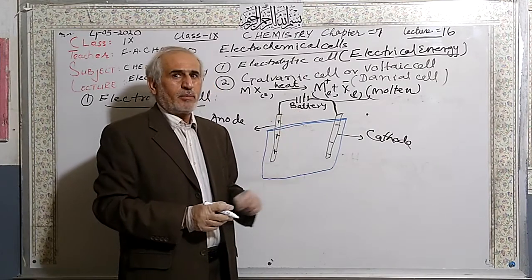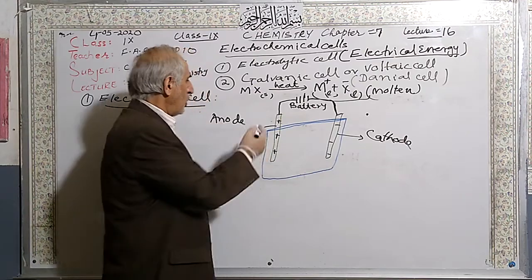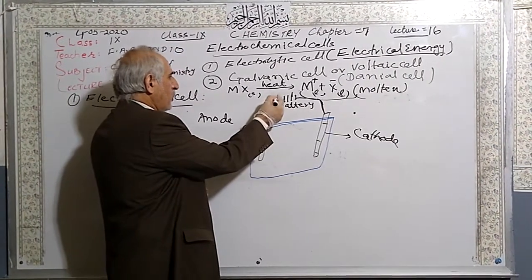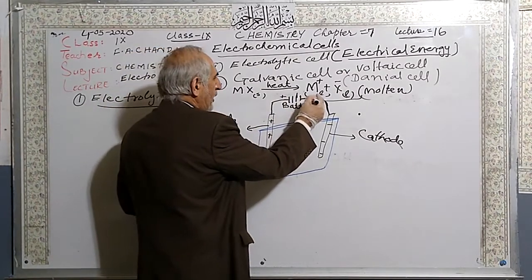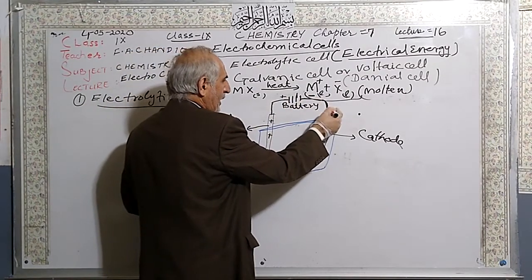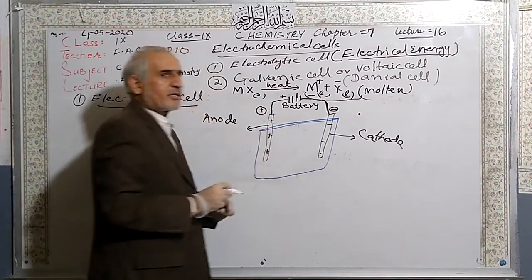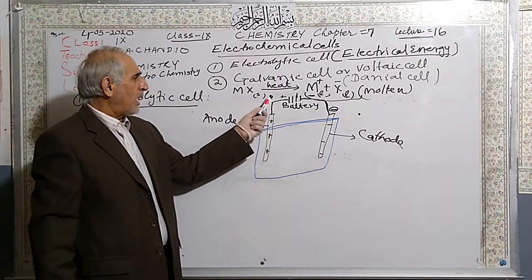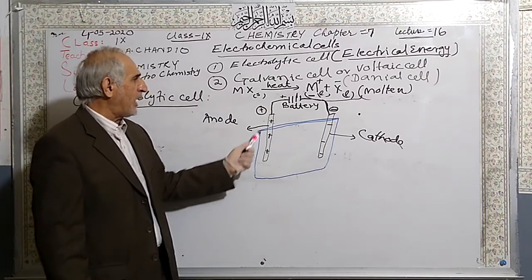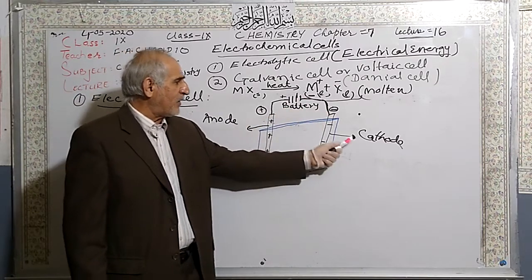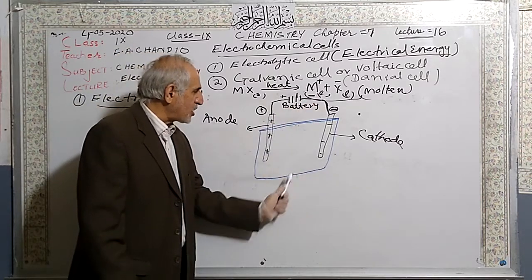So this is the battery I use for conduction of electricity. This is the anode, positive. The positive terminal is connected with the positive anode, and the negative terminal of the battery is connected with the negative cathode, like this. The positive terminal of the battery is connected with the positive electrode, anode, and the negative terminal of the battery is connected with the cathode, negative. And I told you there is a molten salt.